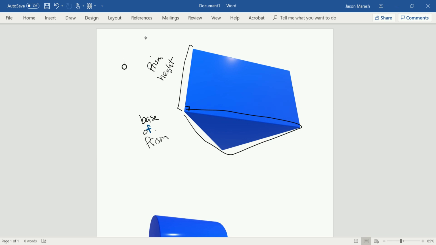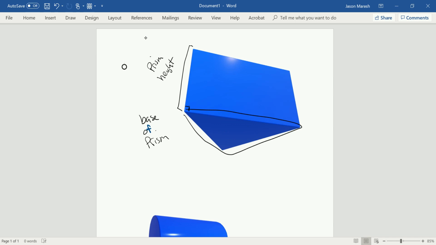Okay. Now be careful. I'm putting prism height and base of prism because what shape is the base of the prism? A triangle. And when you find the area of a triangle, what's the area of a triangle? 1/2 base times height. So we're using that word base again and that word height again, but we're not talking about that base and that height. We're talking about a different base and a different height, and this is where it can get confusing.